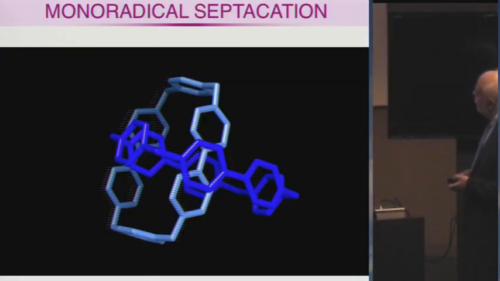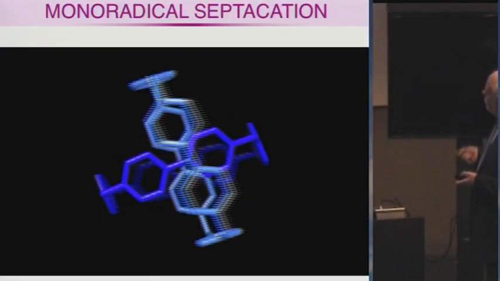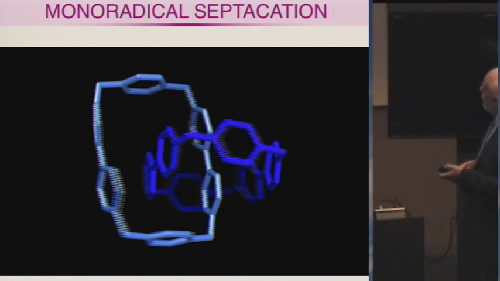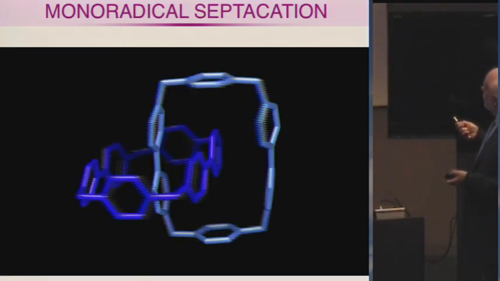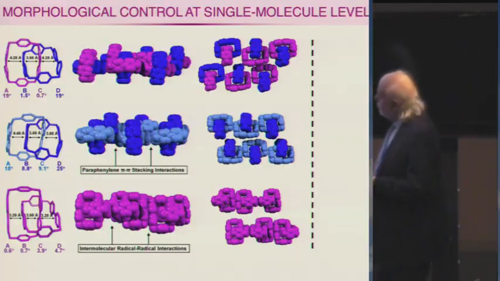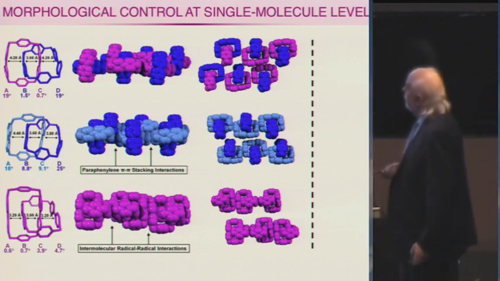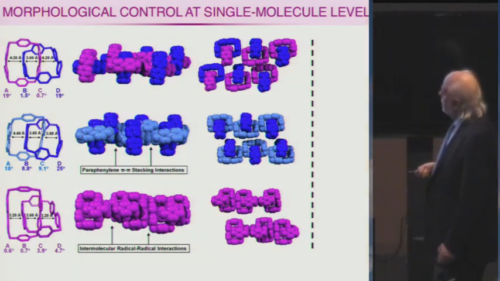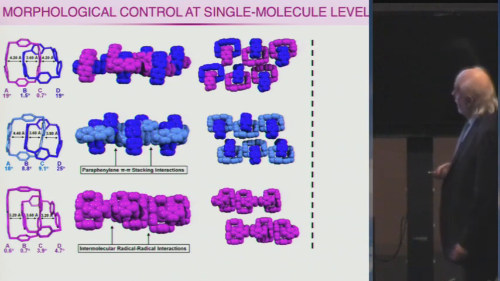And here's just a movie showing that these two rings are almost, not quite, orthogonal to each other in the homocationine that's associated with the monoradical. And then beyond the molecule, at the supramolecular level, there is an interesting phenomenon that I'll just touch on, and it does lead to conducting materials, but I'm not going to go there today.